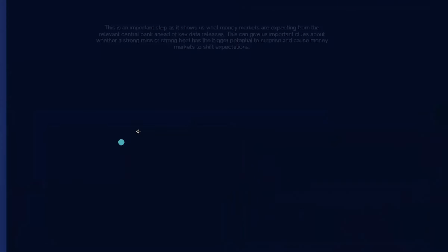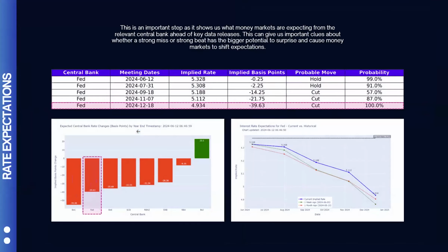Now, the last one we need to check is rate expectations going into key events, right? What are money markets expecting from the relevant central bank ahead of the data releases? More importantly, assuming that we do get a big surprise, beat or miss, is there anything in the rate expectations that can give us a clue about how money markets might react? In this case, there definitely was.